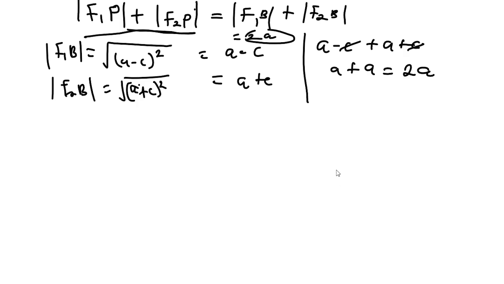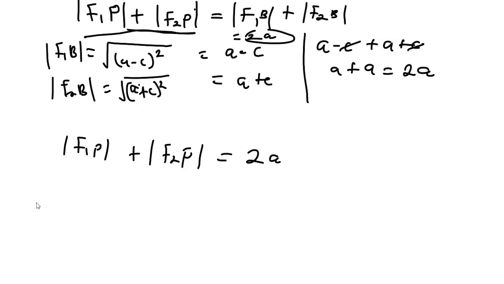Let's continue with it. Now we know that f1p plus f2p will be equal to the constant 2a. Now, what is the distance between the point f1 and p? What will you get from there? So let's try to do that one too.